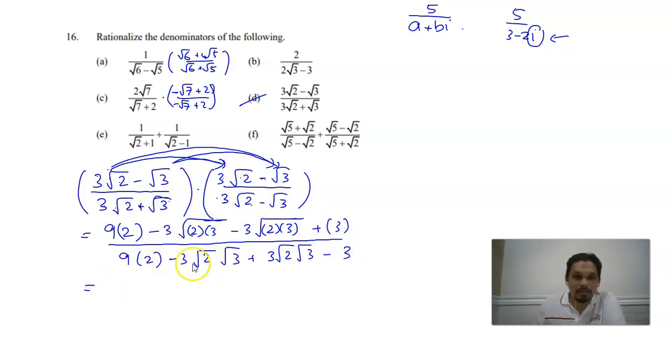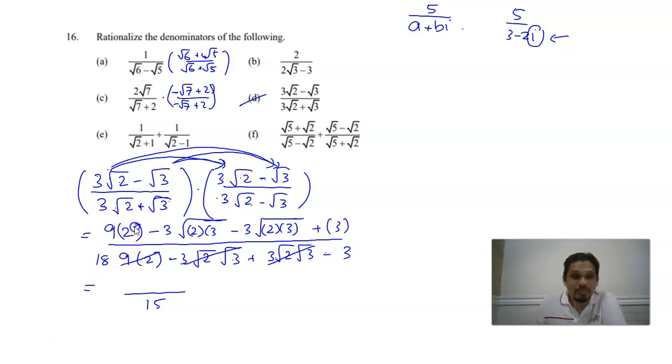Okay, so look at these two. Negative 3 square root of 2 square root of 3 plus 3 square root of 2 square root of 3 cancel each other. Then here, 9 times 2 equal to 18. 18 minus 3 equal to 15. Do you find any square root in the denominator's part here? No. There's only one value left, which is 15. Then just leave the rest of the square root sign above here. It doesn't matter, we don't mind about that.